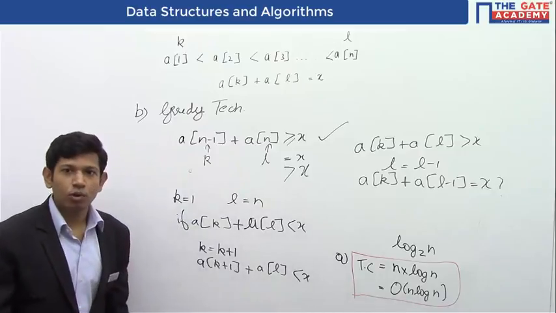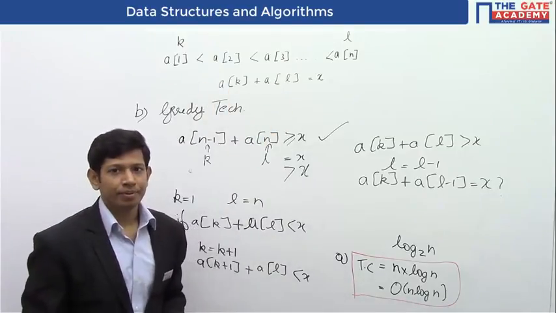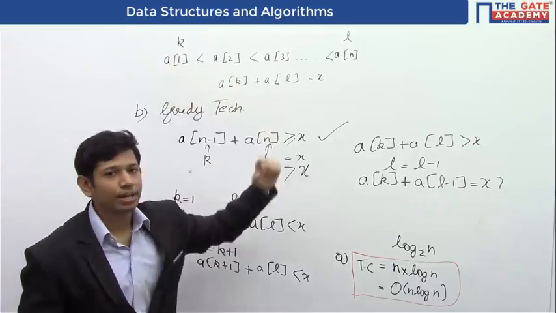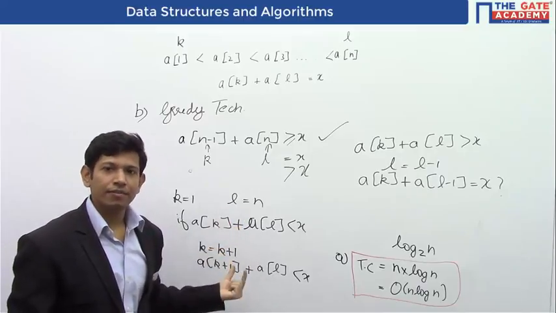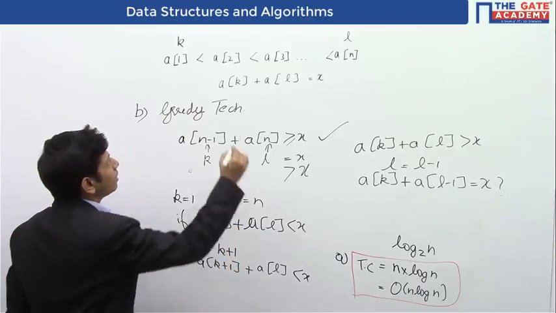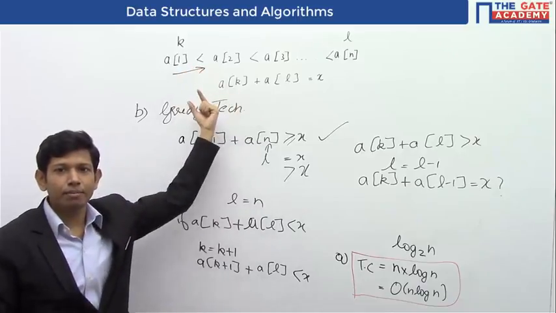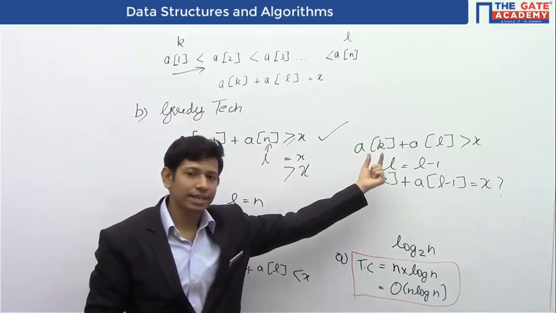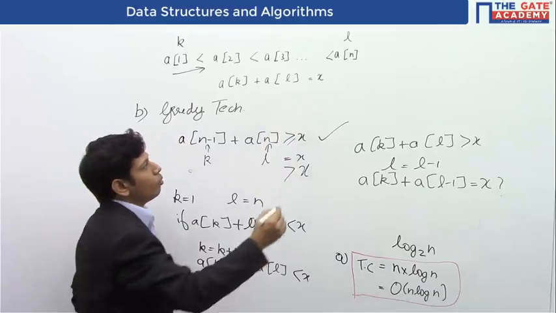So in effect, what we are doing is, let me show you using this array. First, we add the first and last element, a of k and a of l. If it is equal to x, then we return them as it is. If it is less than x, then we go right. We increment k by k plus 1. If it is greater than x, then what we do? We decrement l. We move left.